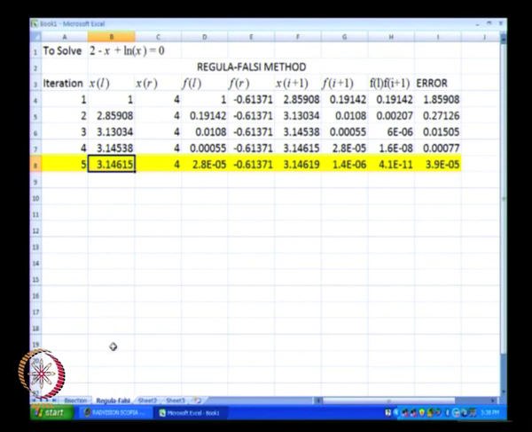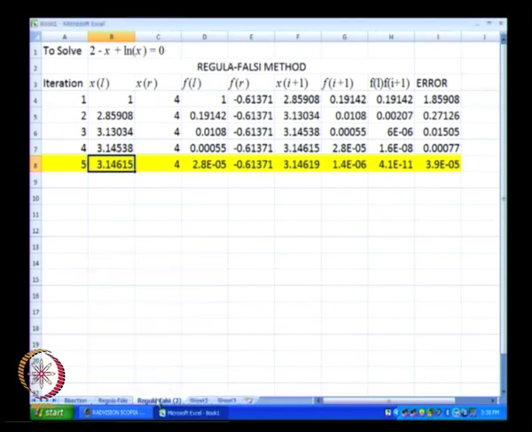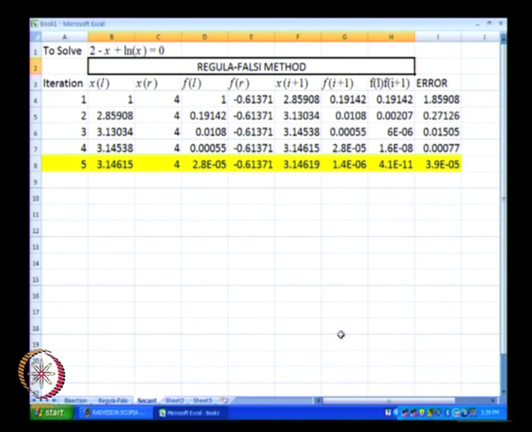So this was what we did in Microsoft Excel in the previous lecture when we worked with Regula-Falsi. What I am going to do again is just create a copy of the previous lecture so that I do not have to redo everything, and we will call this the secant method. Okay. In the secant method, we are again interested in solving the same problem, 2 minus x plus ln of x, using the secant method.